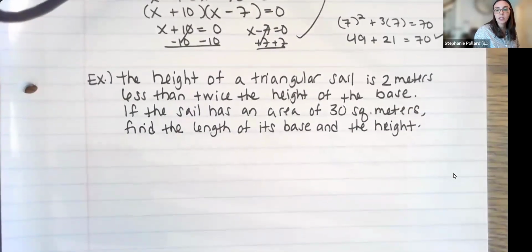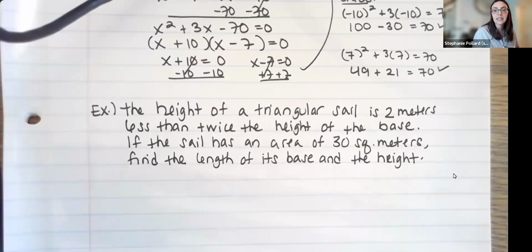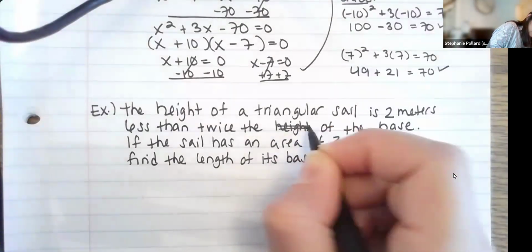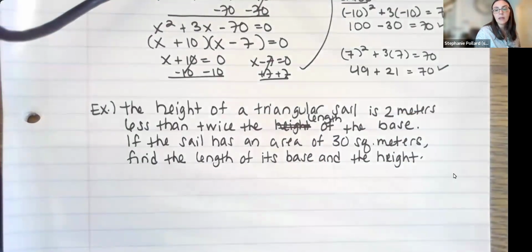All right, let's bring in a little bit of geometry here. So it says the height of a triangular sail is 7 meters less than twice the height of the base. Let me change that here. It should be length of the base. That makes more sense. Bases don't really have height. Twice the length of the base. If the sail has an area of 30 square meters, find the length of its base and the height.